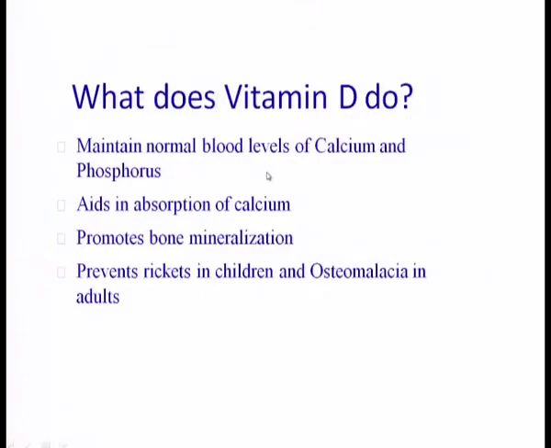Now you see there, this is what we have seen earlier. You could summarize them as normal blood levels of calcium and phosphorus. Calcium and phosphorus are the essential minerals for bone density, bone maintenance and muscle function.